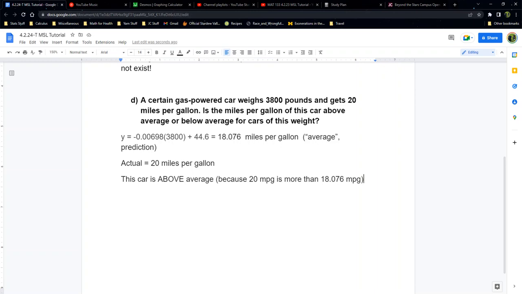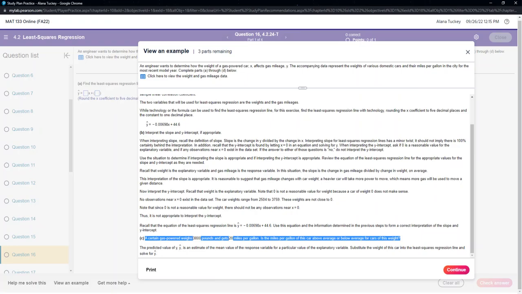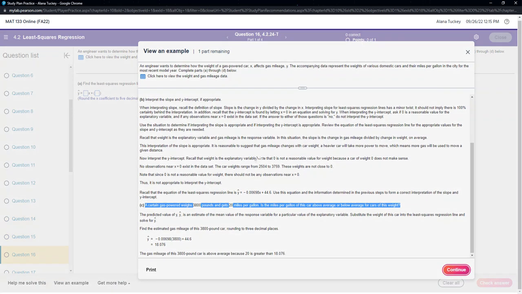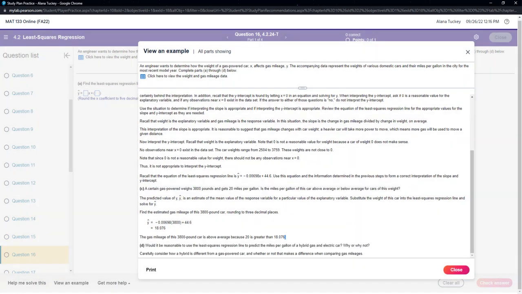All right, so then let's go back to the question and see what else they want. Oh, they're going to come up with the same thing I did. So I can prove to you that my answer is correct because there it was. So we were above average. Would it be reasonable to use the least squares regression line to predict the miles per gallon of a hybrid car and electric car? Why or why not?